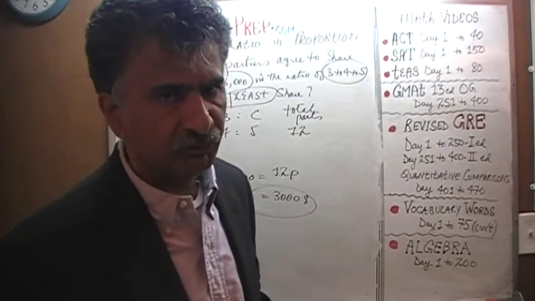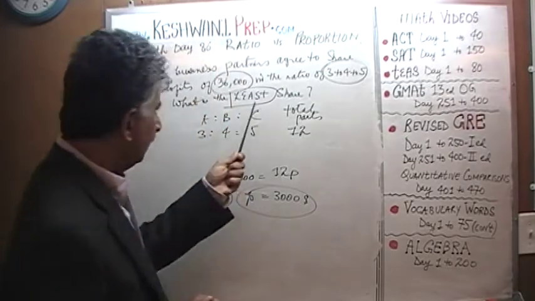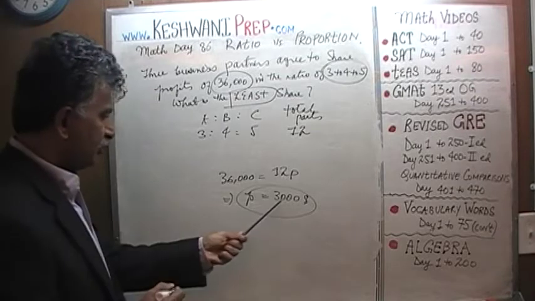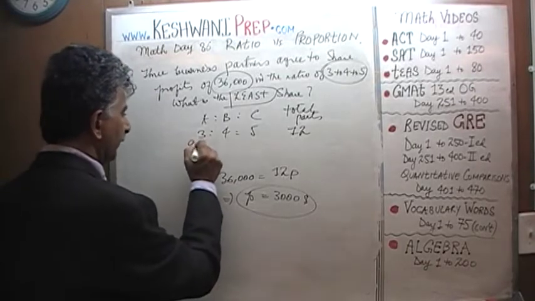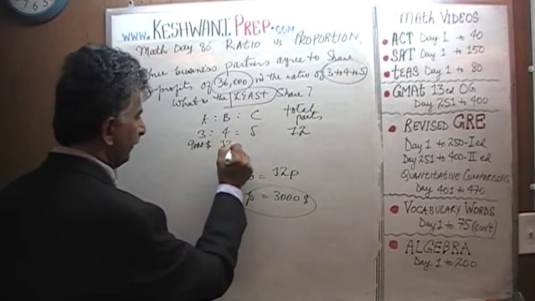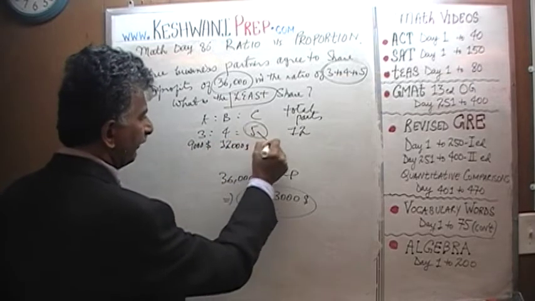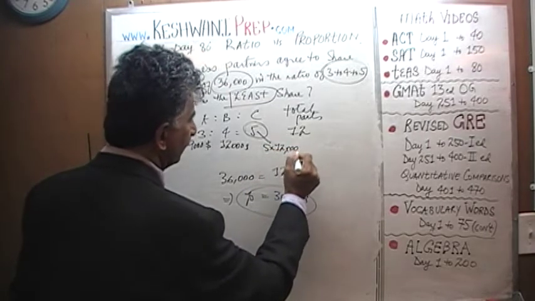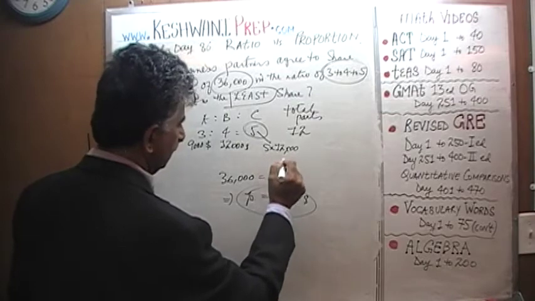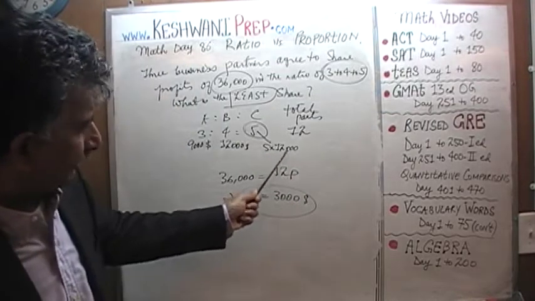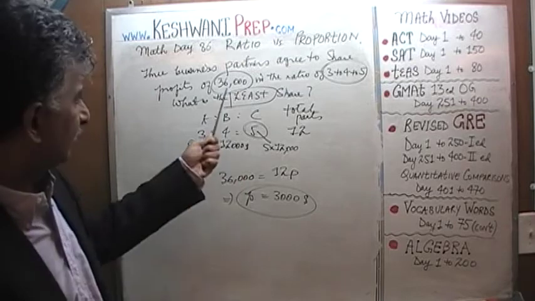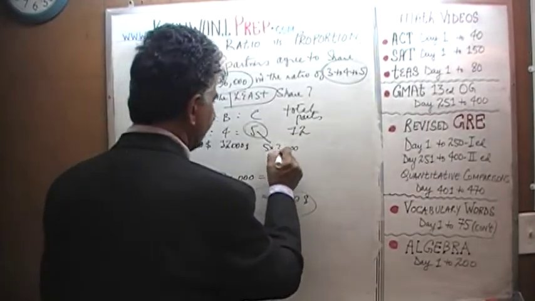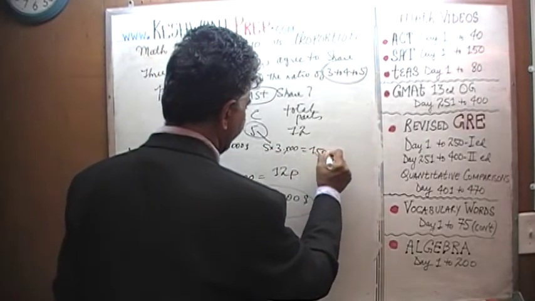They're not looking for the most share. The least share is what they're looking for. The least share is the guy with the three parts, and each part is worth $3,000. So he's going to get $9,000. This guy is going to get $12,000, and the most part, if they were asking, would have been 5 times 3,000, and he's going to get $15,000.